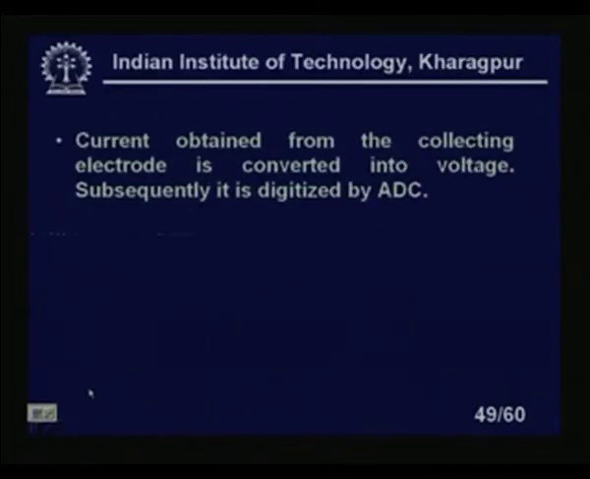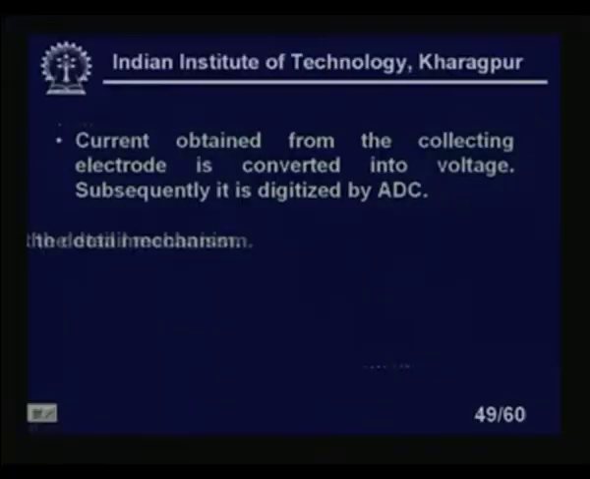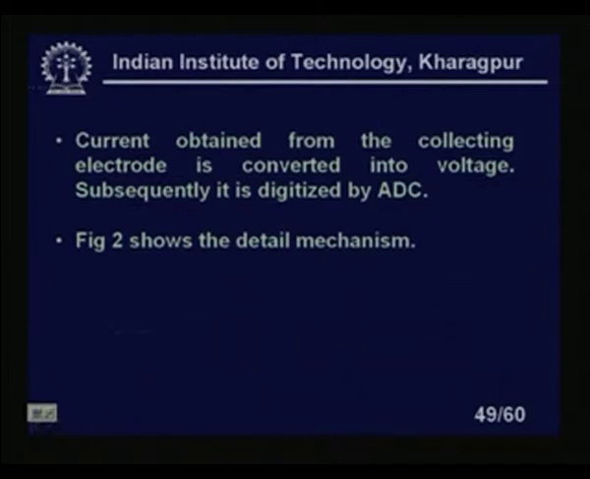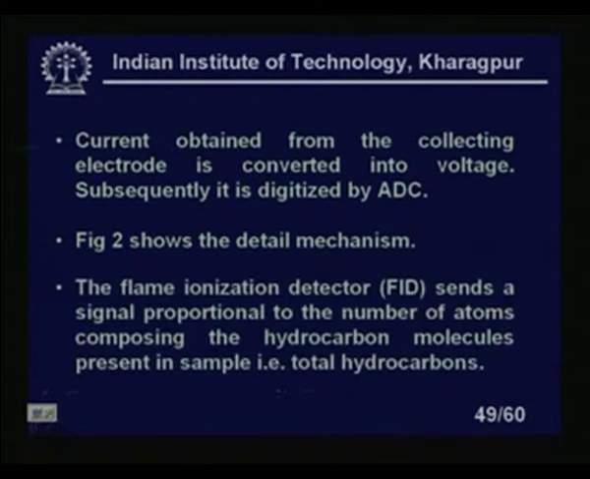Current obtained from the collecting electrode is converted to a voltage and subsequently it is digitized by the ADC for further processing, right. Because if it is an analog signal, I have to convert it to the digital domain by ADC. Figure 2 shows the detailed mechanism of this type of detector. The flame ionization detector sends a signal proportional to the number of atoms composing the hydrocarbon molecules present in the sample, or total hydrocarbons, right.